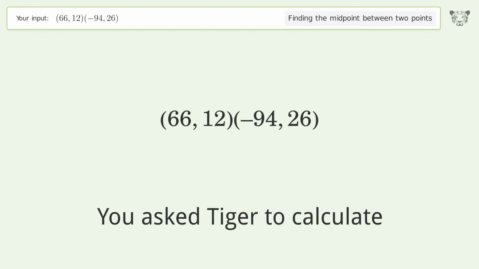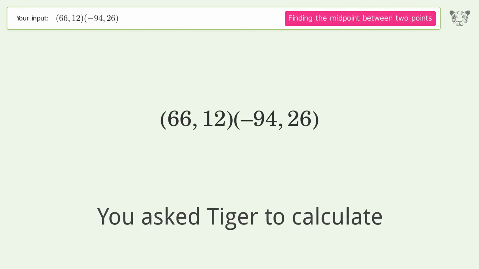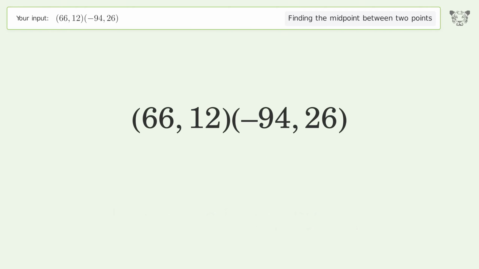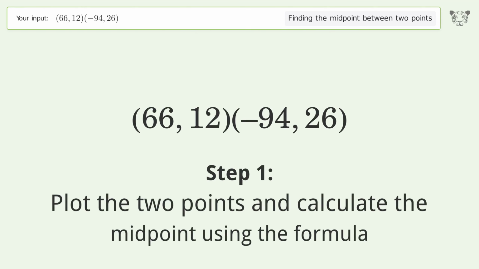You ask Tiger to calculate. This deals with finding the midpoint between 2 points. The midpoint between the 2 points is negative 14, 19. Let's solve it step by step. Plot the 2 points and calculate the midpoint using the formula.